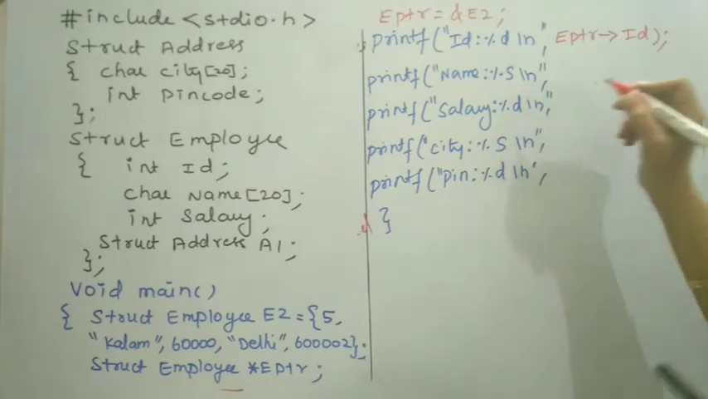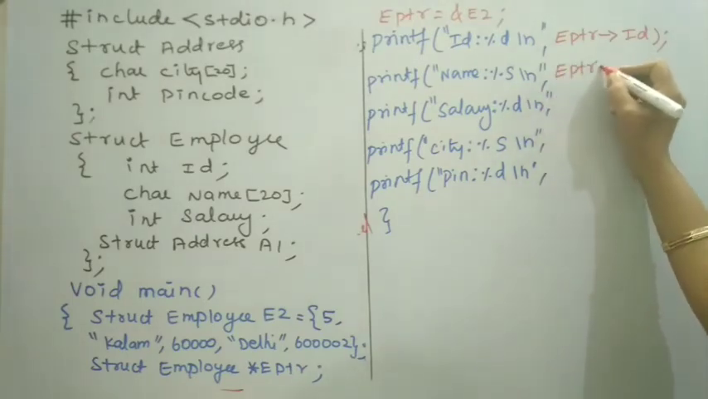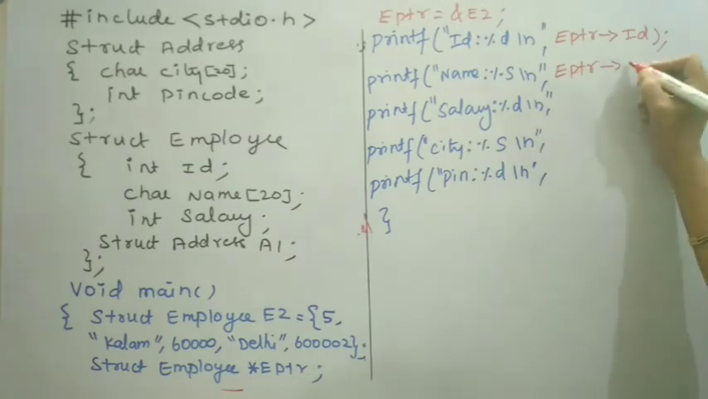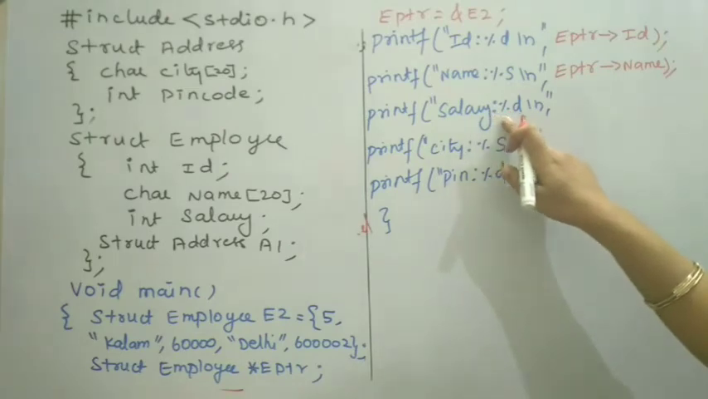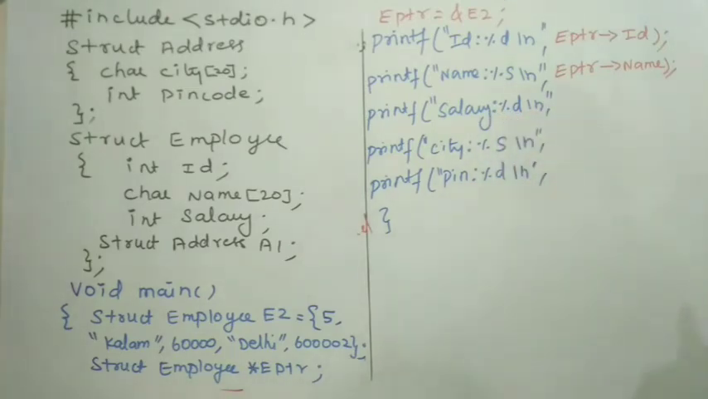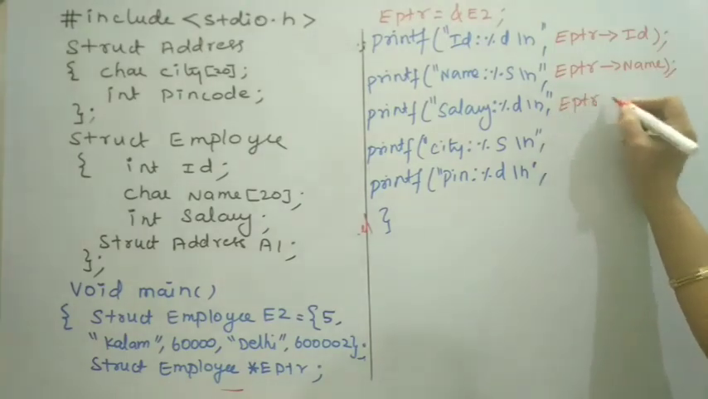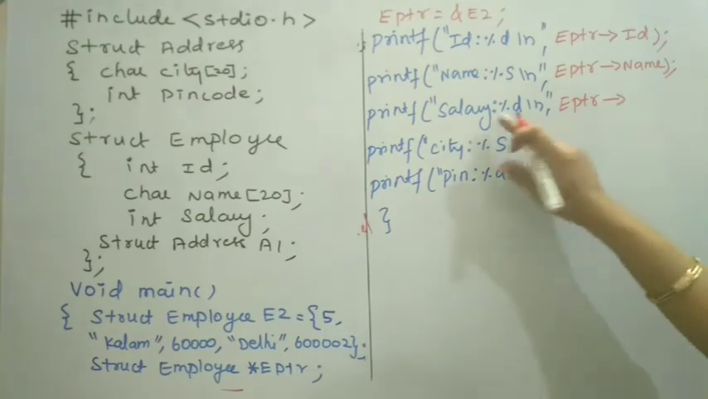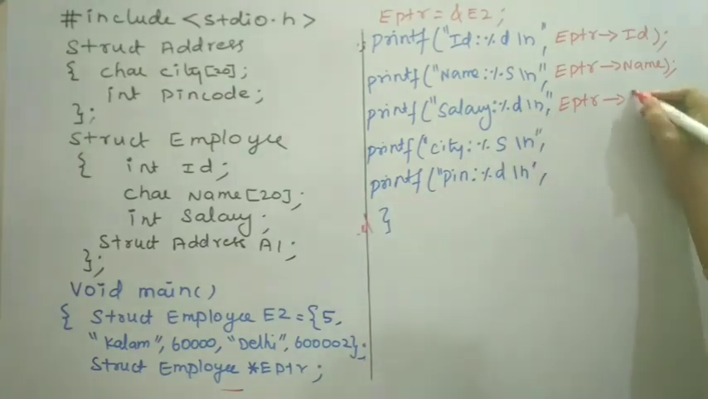Next, I need to print the value of name, that is pointer variable, arrowhead operator, and then the name of the data member, which is name. And then I need to print the value of salary. This control string will be replaced by the value of this data member. How to access the data member? Pointer variable, arrowhead operator, and then the name of the data member. The name of the data member is salary.